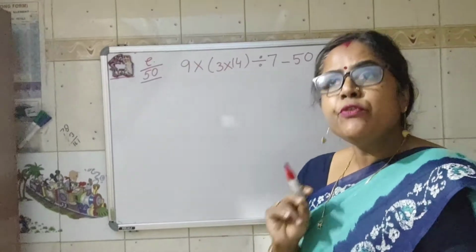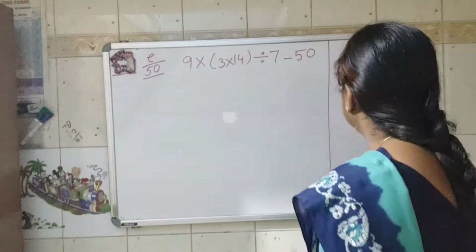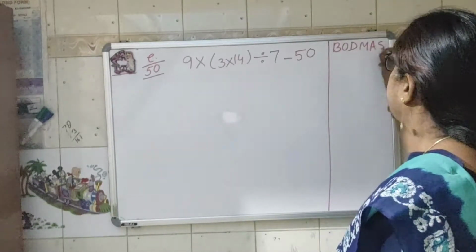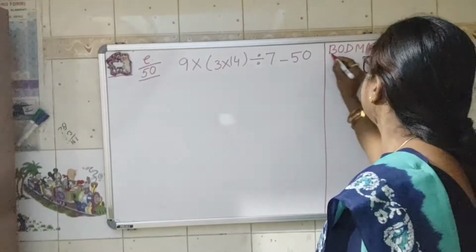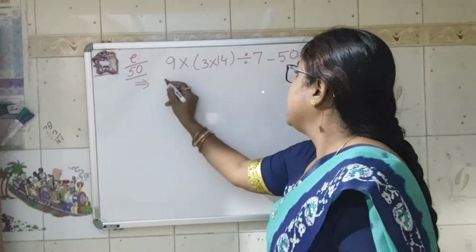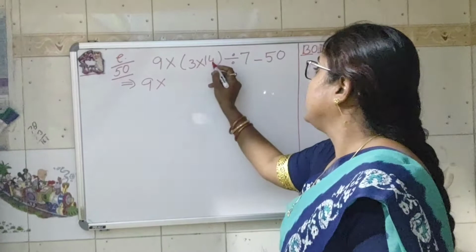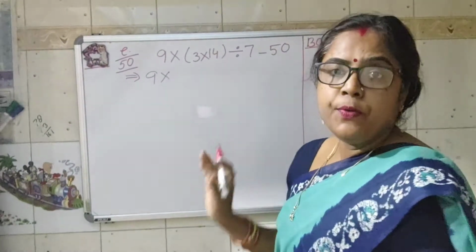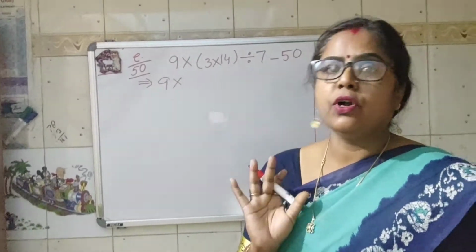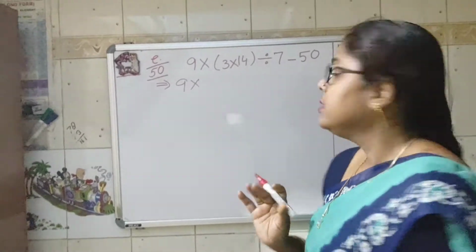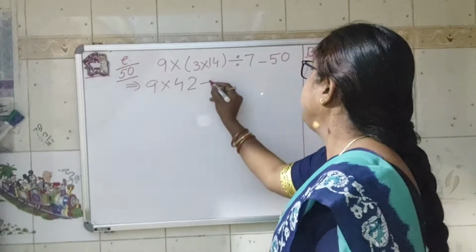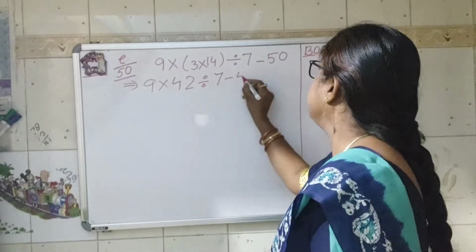BODMAS. Children, if you are confused, just make a rough column here, and in the rough column note it down, BODMAS. Okay, so just note down this BODMAS, and the first one is bracket. So I will solve the bracket first. So for the bracket I am going to solve 9 multiplied by 14 3s. I hope you remember the table, and if you do not, please, it's my humble request, unless you learn the table, you are not able to succeed. Okay. So 14 3s are 42, divided by 7, minus 50.